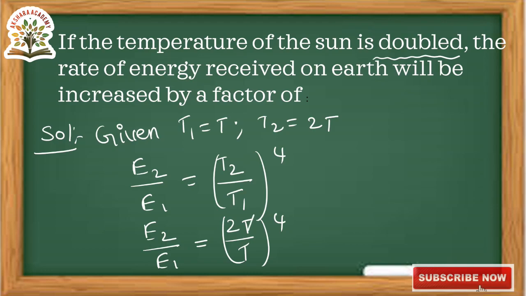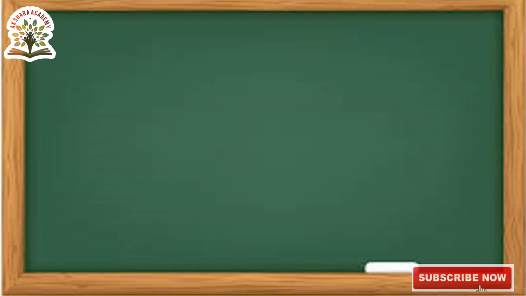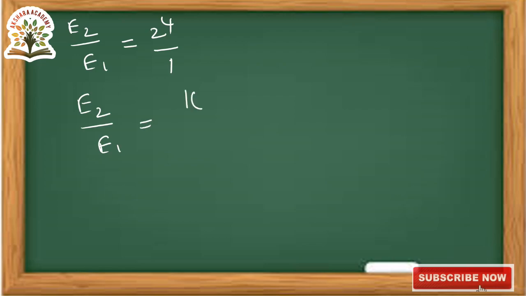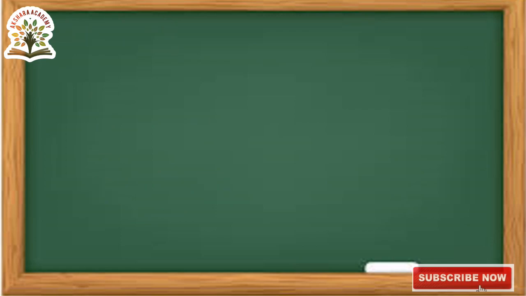Here T and T will cancel. Next, E2 by E1 is equal to 2 power 4 by 1, so E2 by E1 is equal to 16 by 1, so E2 is equal to 16 E1. So this is increasing by the factor of 16. So the final answer is E2 is equal to 16 E1.